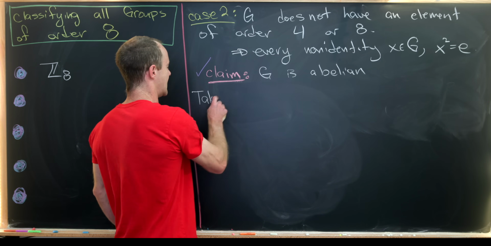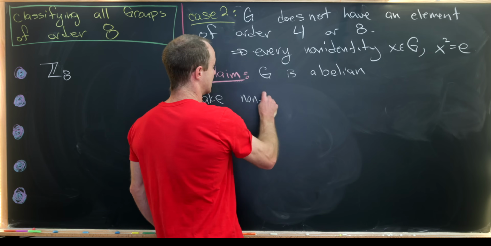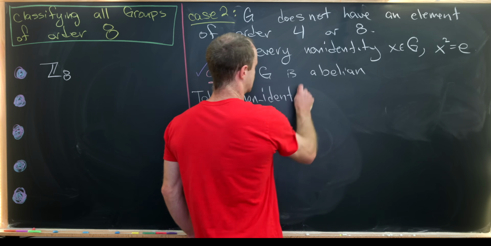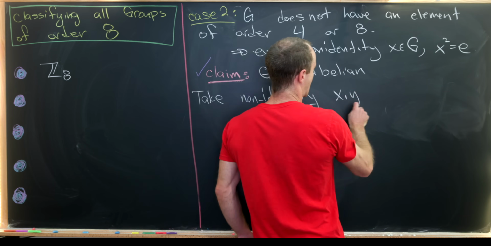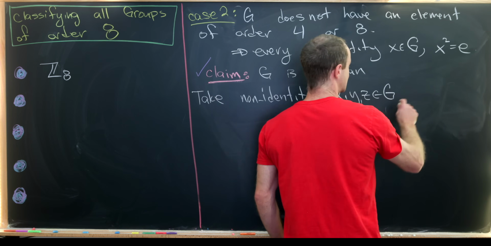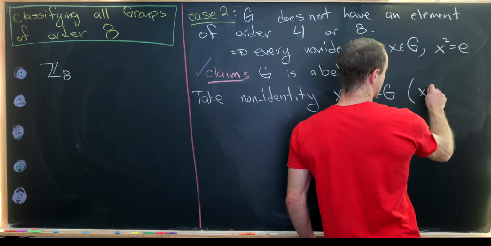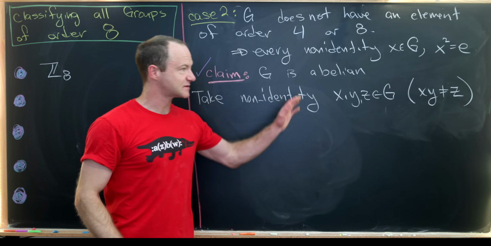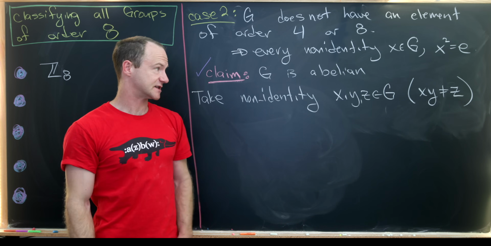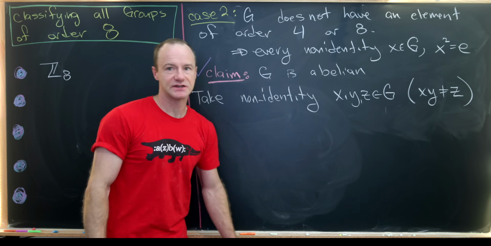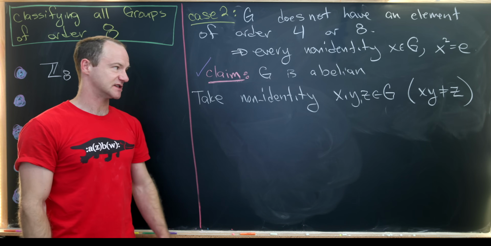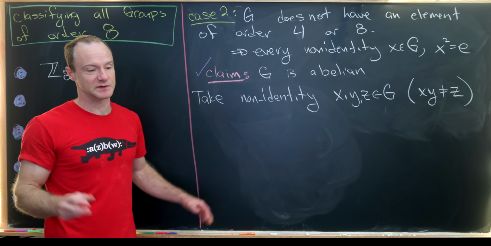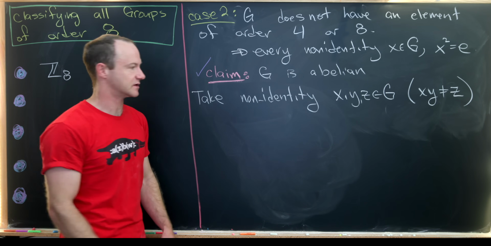So let's take non-identity elements x, y, and z from G, satisfying one other rule that x times y is not equal to z. So that's possible. If that were not possible, then we wouldn't have 8 total elements. This kind of choice is possible because we've got 8 elements. We've got enough elements to make this choice.